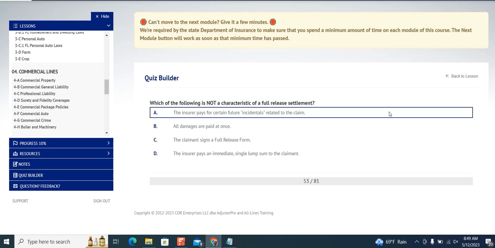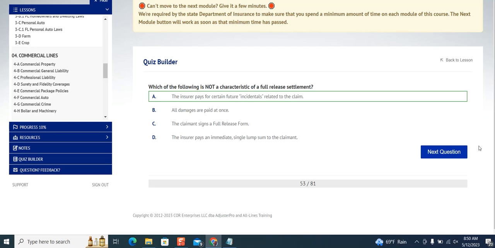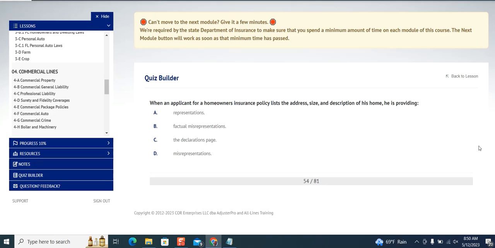But this is still the guessing game though, but a claimant signs a full release form. I mean, you've got to sign something. Yeah, okay. There we go. Feeling a little bit better.